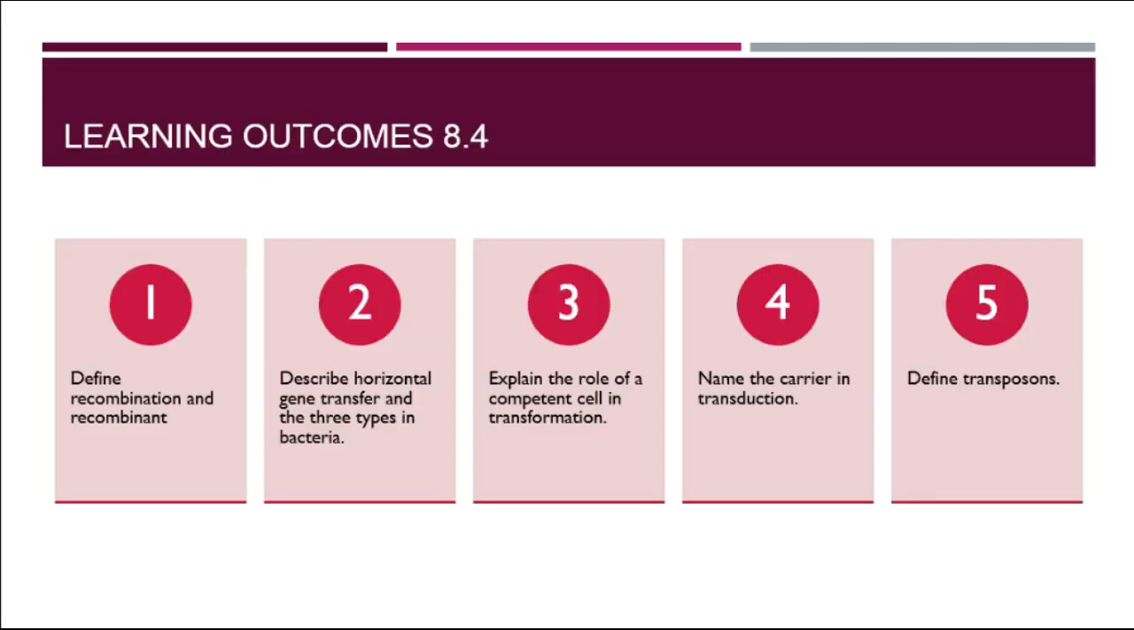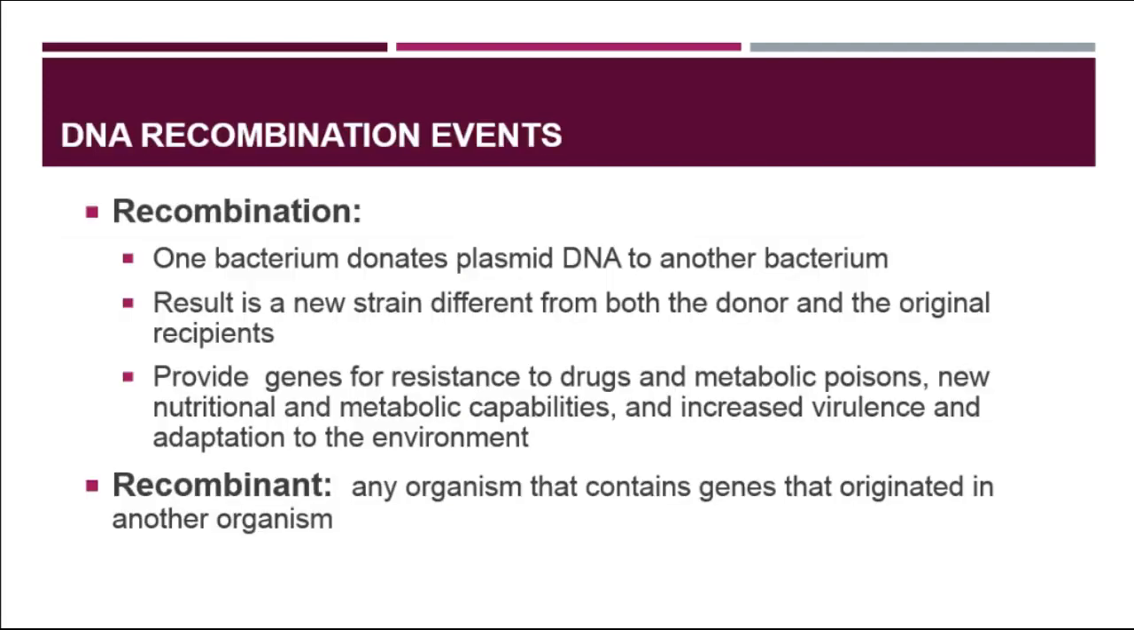There are 5 learning outcomes for this mini lecture. First, define recombination and recombinant. Second, describe horizontal gene transfer and the 3 types in bacteria. Third, explain the role of a competent cell in transformation. 4, name the carrier in transduction, and 5, define transposons.